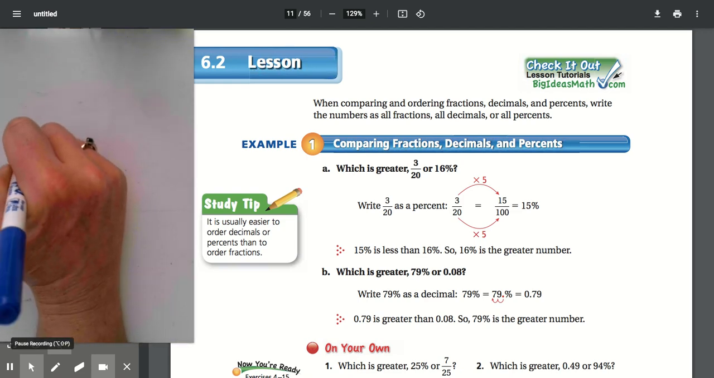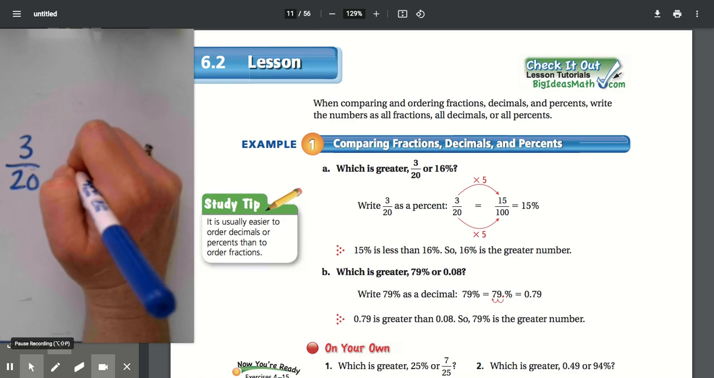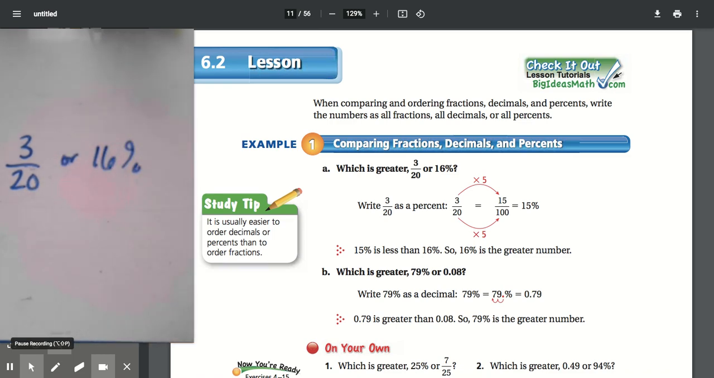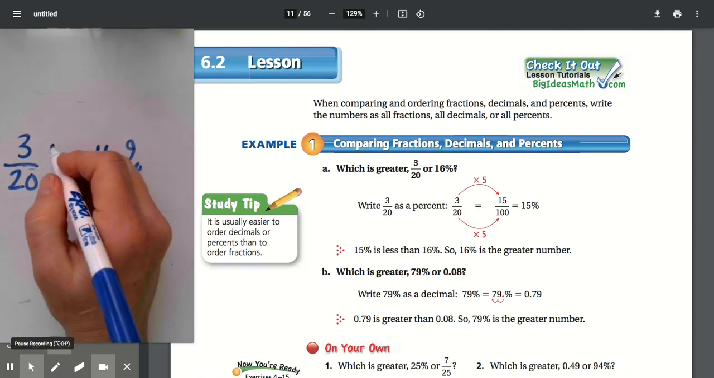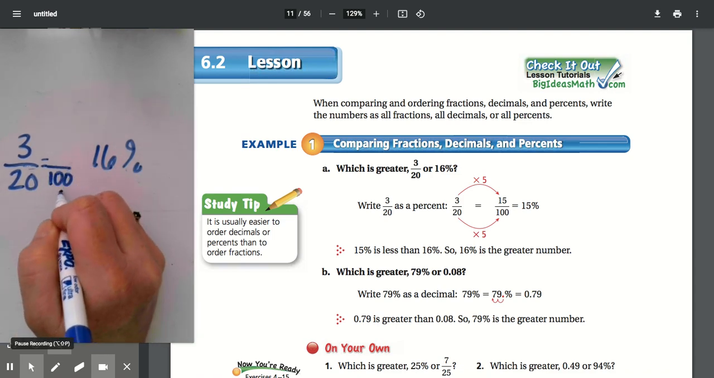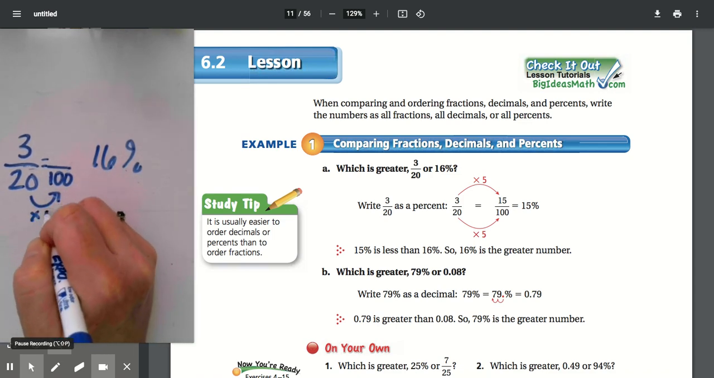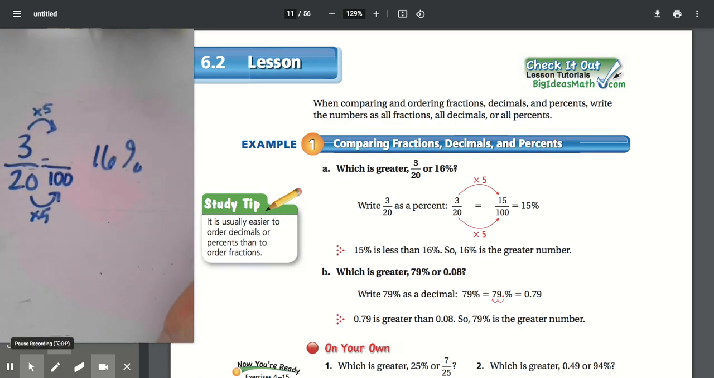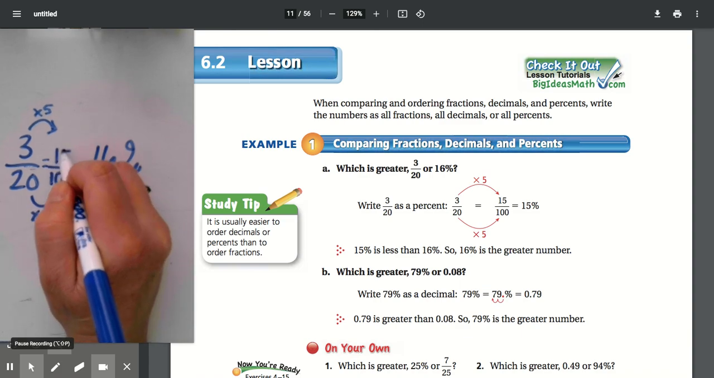We have the question, which is greater, 3/20ths or 16%. So you have to ask yourself, which form do you want them to be in? And I'm going to choose to go ahead and put them with a denominator of 100. So if we were to make this equivalent to something where the denominator is 100, we know that we would multiply by 5 on the bottom. So on the top, we would have to multiply by 5. 3 times 5 would be 15.